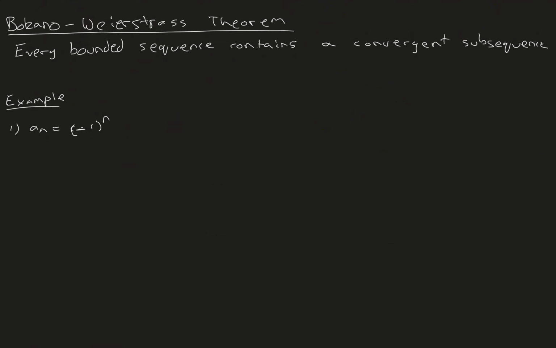Now let's take a look at the Bolzano-Weierstrass theorem before we end this video. The Bolzano-Weierstrass theorem states that every bounded sequence contains a convergent subsequence. So as long as the sequence is bounded, it contains a convergent subsequence. We're not going to do the proof of this theorem now, or we're going to do it later in the course.